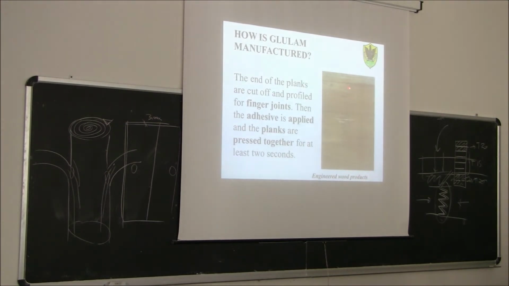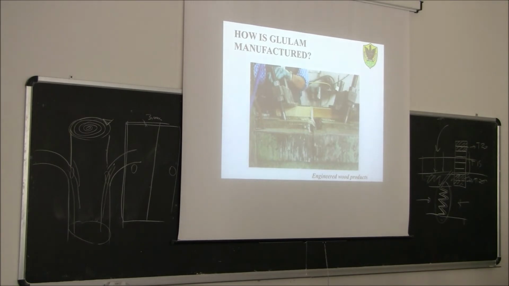Then, the ends of the planks you see are cut off and profiled for the finger joint. The adhesive is applied on the two surfaces, and the planks are pressed together for at least 2 seconds. You can see here one plank, another plank. The finger joint you cannot see here because it's covered by the glue. And then with these devices here, we apply a compression force.